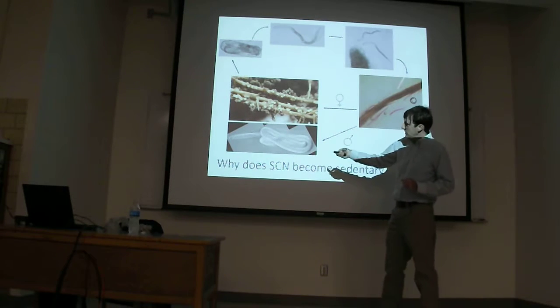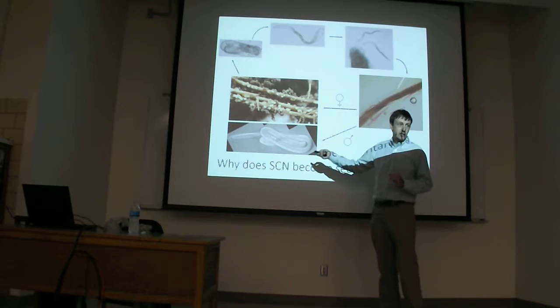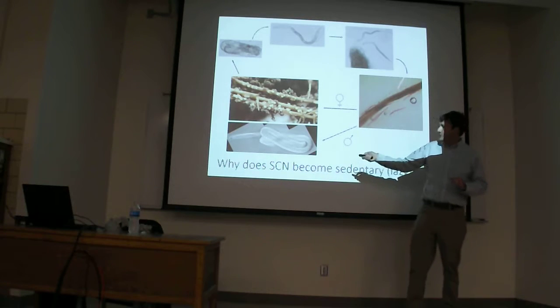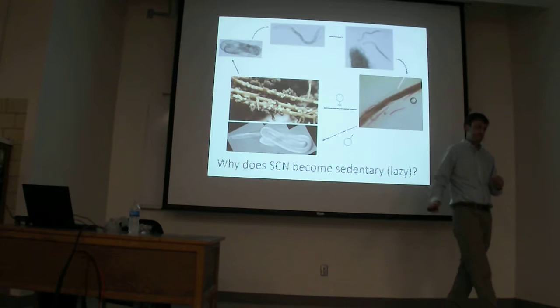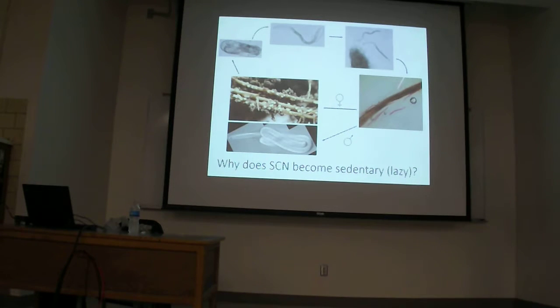This is an adult male that's breaking through the J4 cuticle. So there were a couple of questions that I'd been interested in from the beginning looking at SCN. So one is this increase in size. Why do they get bigger in width? So most nematodes don't do this.